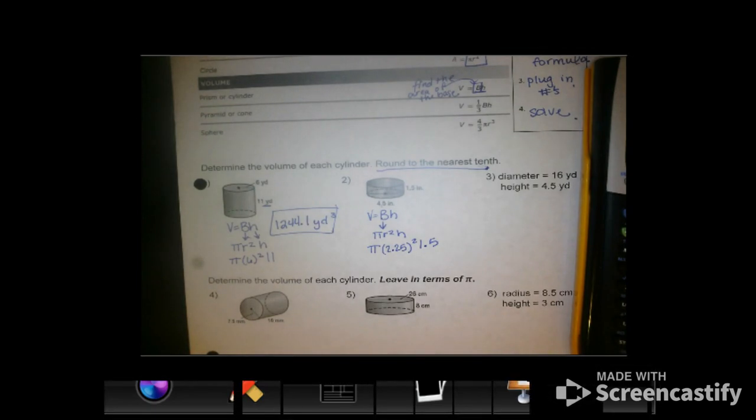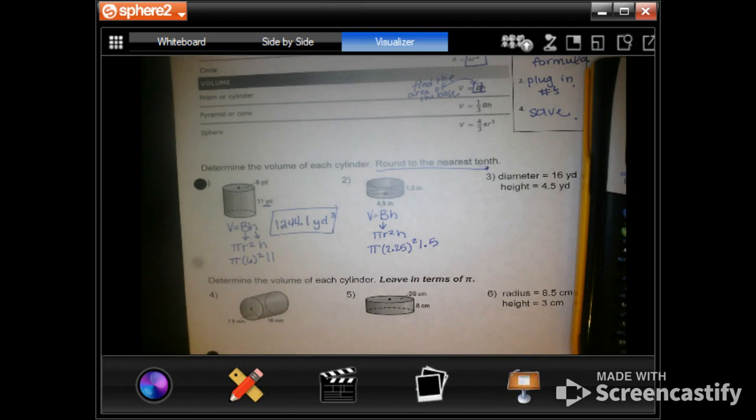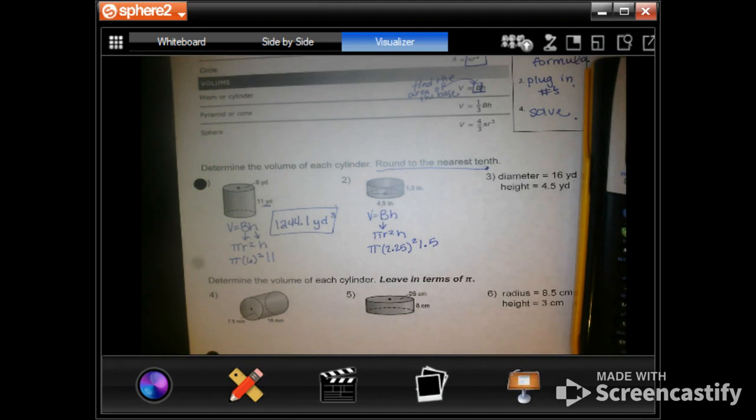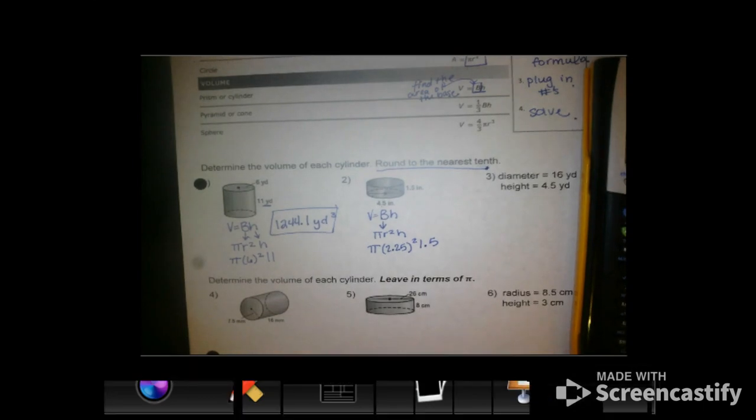Oh, wait, come here. Come on. You don't have to remember, you leave that out. Leave it in terms of pi. We just leave pi, so just do 13 squared times 8. Okay, and then your answer was pi at the end. This is what I got.